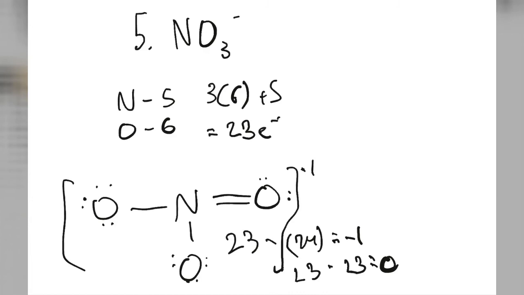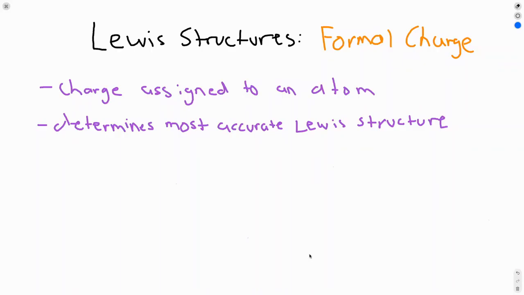So this is how we draw Lewis structures, and now we will be covering formal charge. This is the second part of Lewis structures, which talks about formal charge. Formal charge is basically the charge assigned to an atom in a molecule, assuming all electrons are distributed equally. Formal charge is important because it determines the most accurate Lewis structure in a molecule. And figuring formal charge is actually pretty easy.